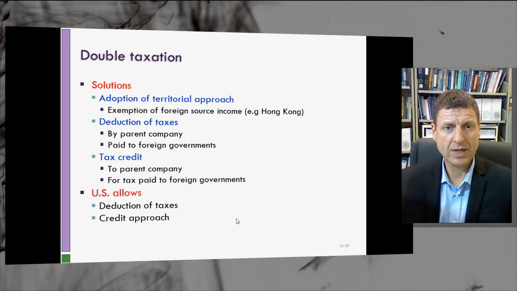Okay, so we're going to look at these different approaches that countries have taken, but in some ways it's very US centric because this textbook is US centric in that way. And while we're talking about that, let's begin. The US allows the deduction of taxes approach and a credit approach, so we can have a look at both of those approaches.